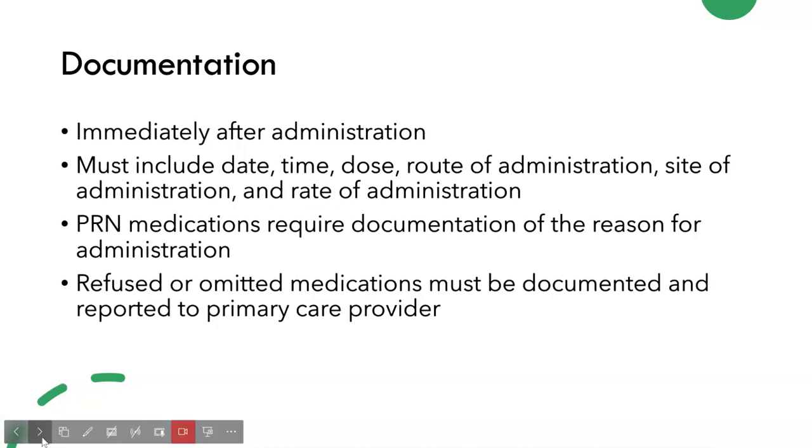Okay, and then documentation. You want to make sure that you do this immediately after administration. It should include the date, time, dose, route of administration, site of administration, and rate of administration. So this should be all done when you scan it into your MAR. It'll prompt you to document those things, or it should at least. If not, make sure to document all of those. PRN medications require documentation of the reason for administration. So if it's for pain, you want to make sure that you're giving it for pain and that you've documented that. If it's for nausea, you want to make sure you documented that it was for nausea.